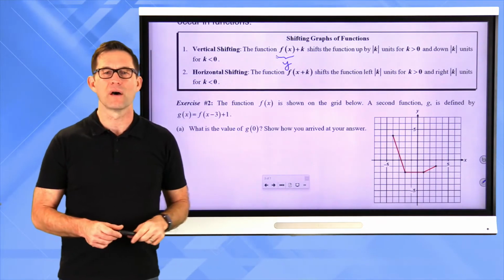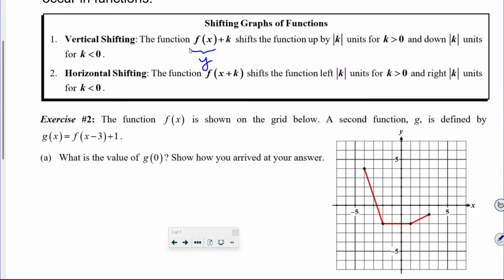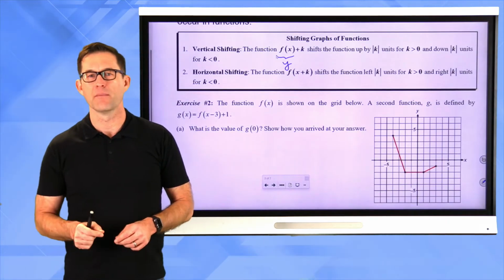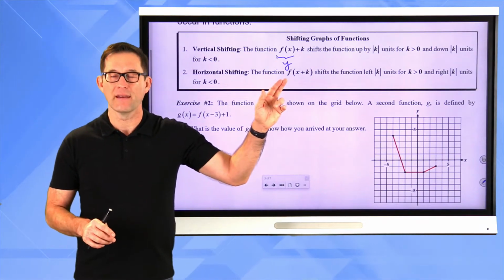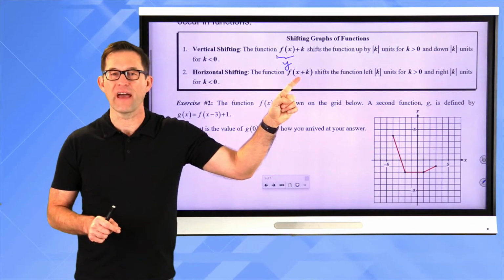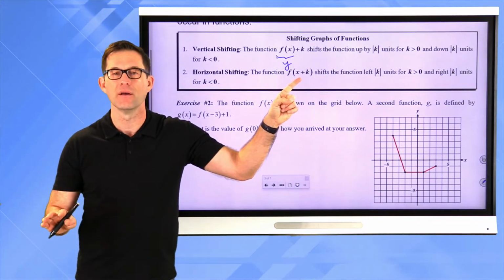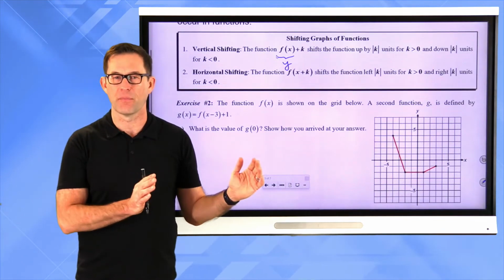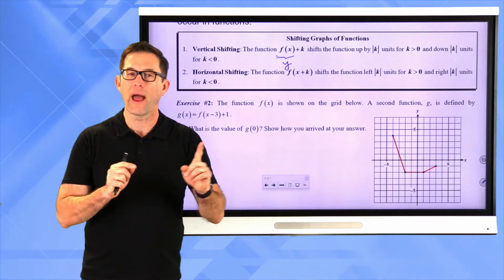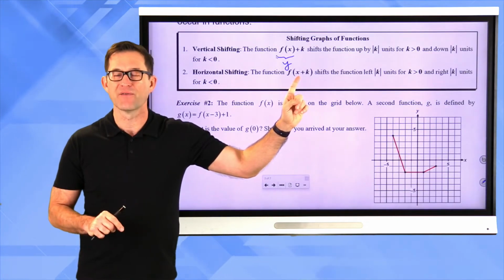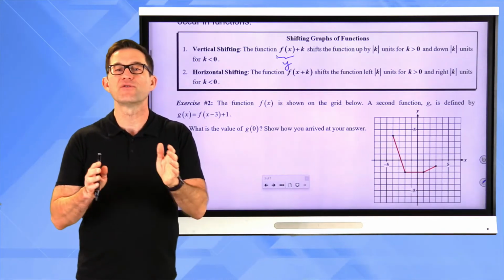Now let's take a look at the horizontal shifting. The function f of x plus k shifts the function left by the absolute value of k units for k greater than 0, and right by the absolute value of k units for k less than 0. And again, the way that you really want to think about this is, when we add a positive number directly to the x variable, before anything else is done, we shift the graph to the left by that many units. When we subtract a positive number from the x variable directly, then we shift to the right by that many units.